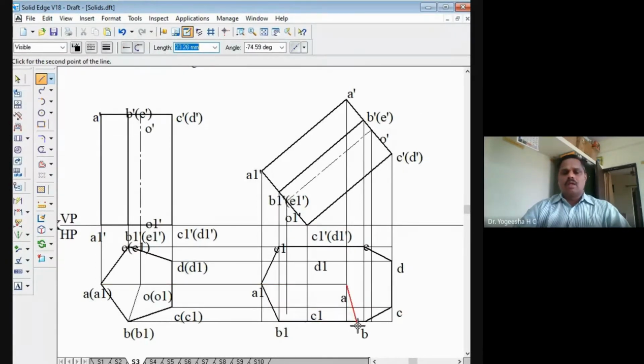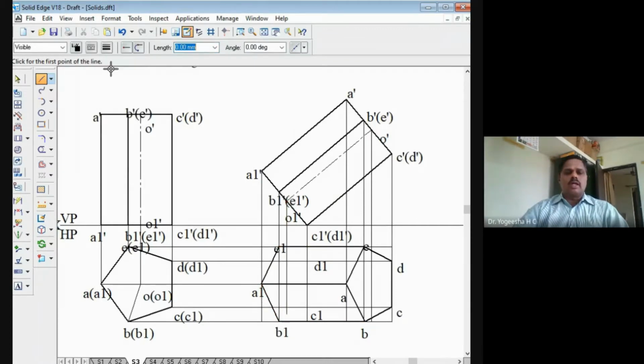A to B, B to C already I joined, C to D already I joined, E to A I have to join with a thick line. Then E to A1 also will be a thick line. Right? So this is the top surface we have made as a thick line. Then the bottom surface will be hidden, but these outer edges cannot be hidden. The remaining edges should be hidden.